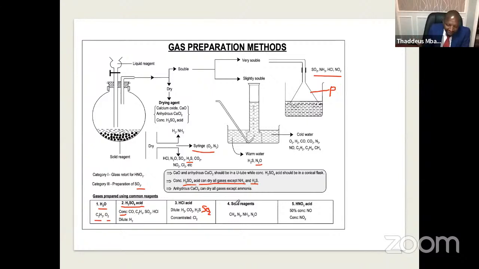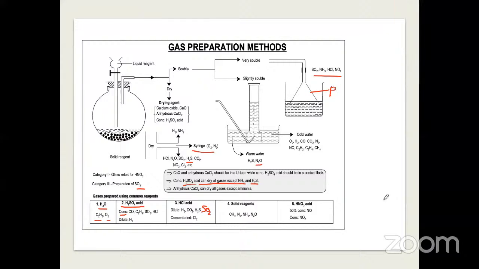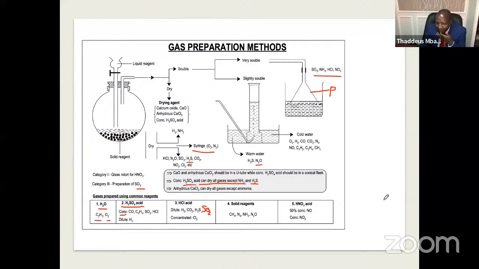That one you can summarize. Yeah, look at that. Also look at the uses of the gas. Very important.